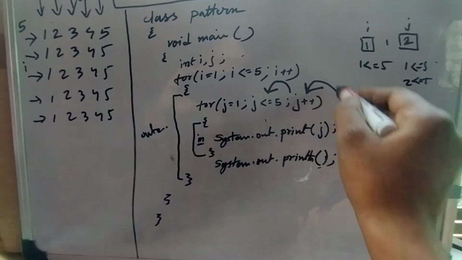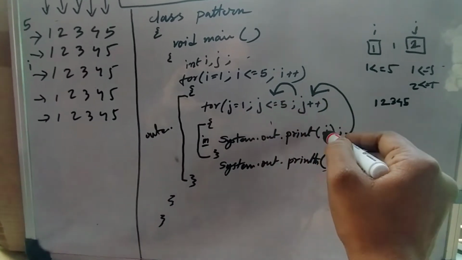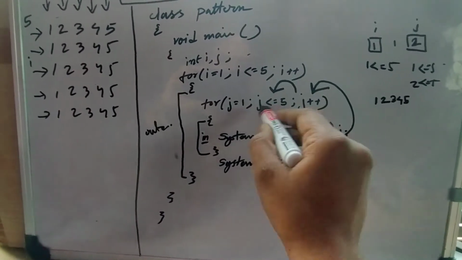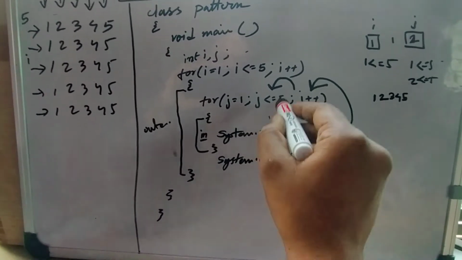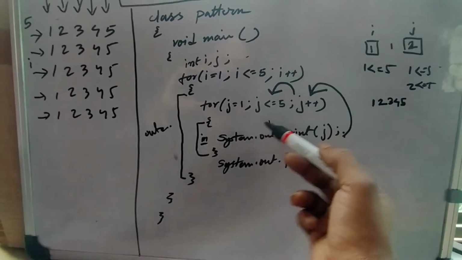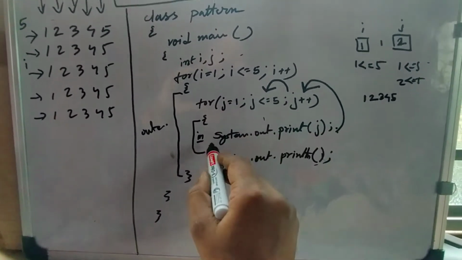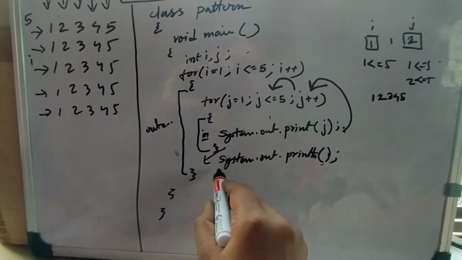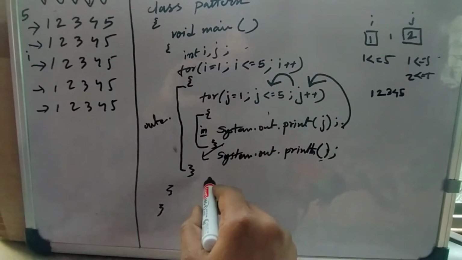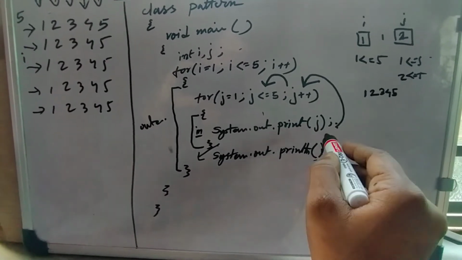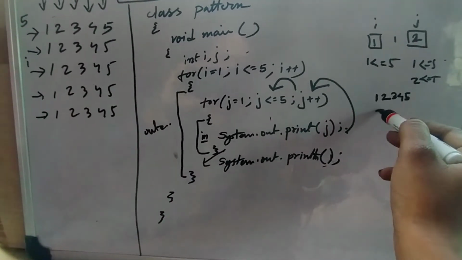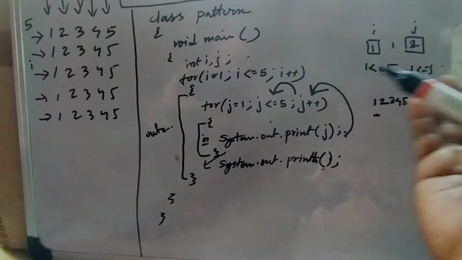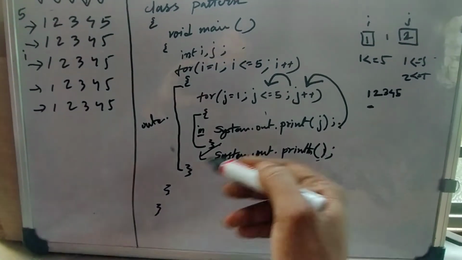After printing 5, if it increases by 1, now it is 6, checks with 5, no, the condition fails to match. Now what happens? If the condition fails to match, then the for loop ends here, the inner for loop completes, and now it says system.out.println, just println, that is next line, the cursor goes to the next line for printing another series, right?